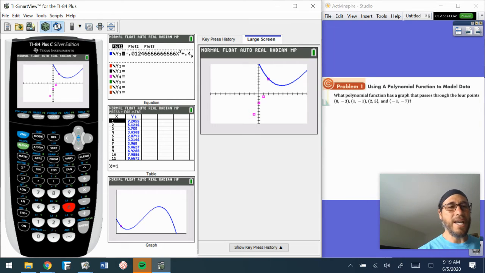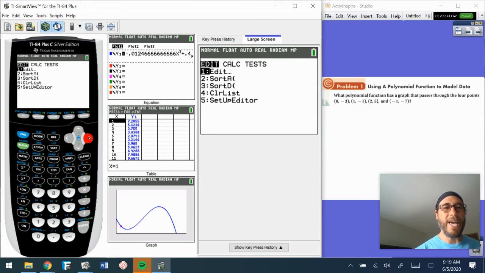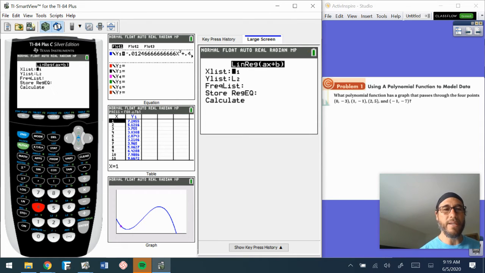All right, so let's go ahead and test these guys. So we're going to go second quit. Okay, and then we go to stat, remember. And we go over here to calc. And I'm going to start with linear. It looks like a line. Let's see how accurate it would be if it was a line. And I'm not going to actually graph each one of these, okay? Alpha trace, y1.